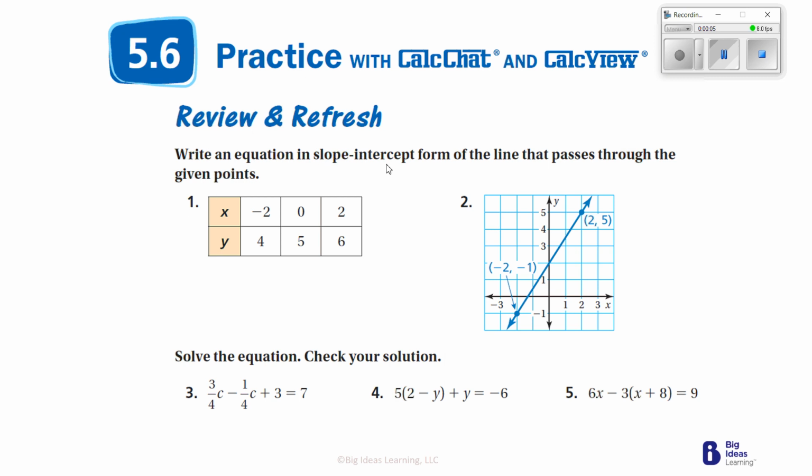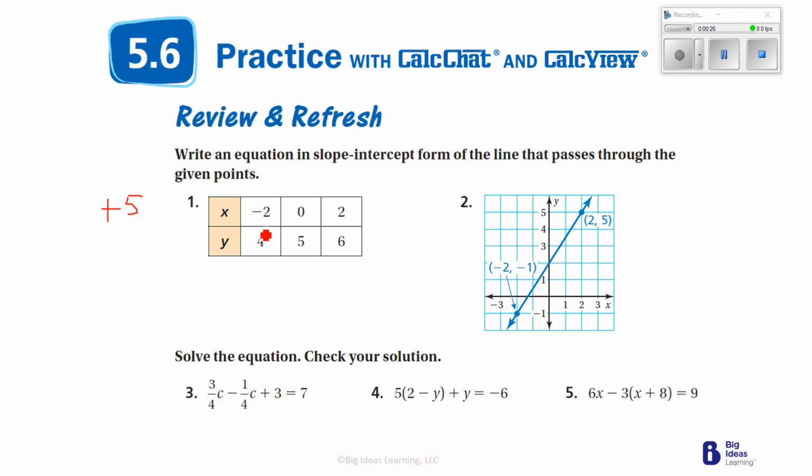Write an equation in slope-intercept form for the line that passes through the point. Well, we know when x is 0, it passes through y at 5, so that's my starting point. So that's definitely going to be part of this. Since it's 5, I know there's going to be a positive 5 right there. And then there's the slope.